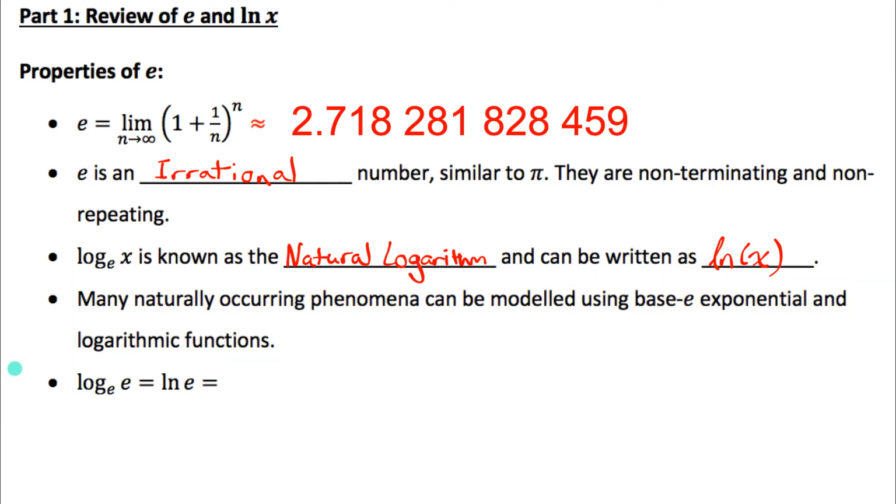And our last bullet point here, log base e of e. Well, we would never write it like that. Log base e is the natural logarithm, so we'd write it as ln of e. That would be equal to 1. Because if you think about it, log base e of e means what exponent goes on e to get e? Well, of course, that would be 1. So ln of e is 1.